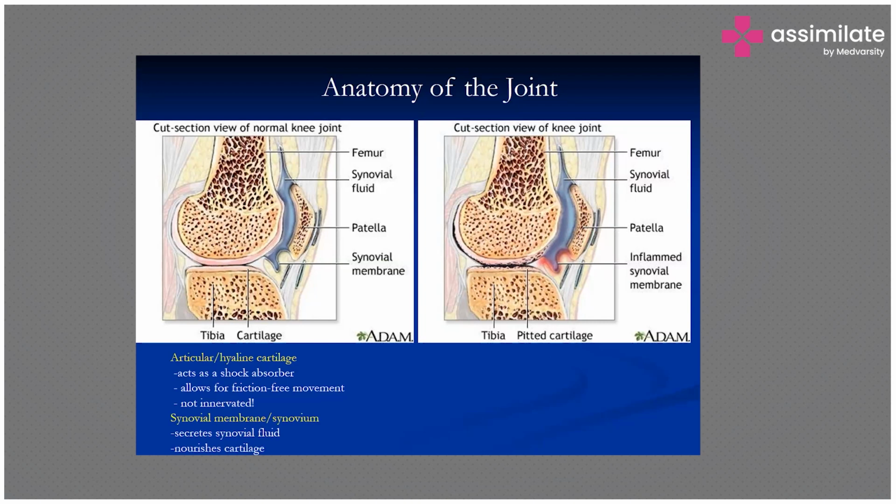What is the major function of cartilage? As you all know, it acts as a shock absorber and allows frictionless movement. The synovial membrane secretes synovial fluid, and it also nourishes the cartilage. So this is basically the difference between a normal cartilage and the affected bone, especially of the knee joint.